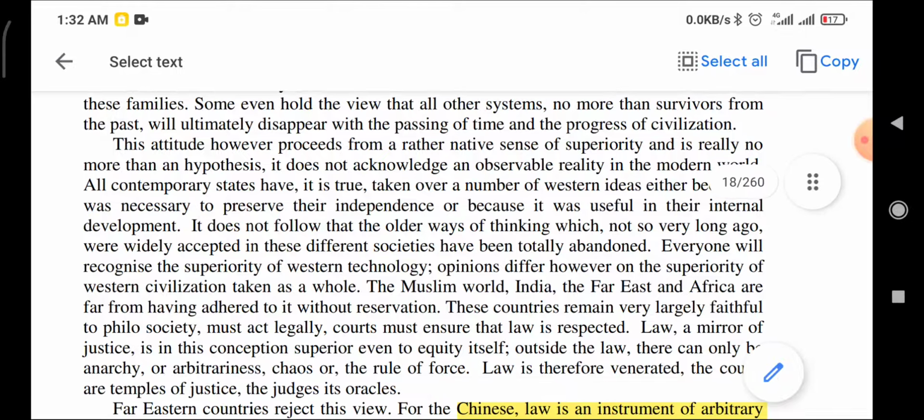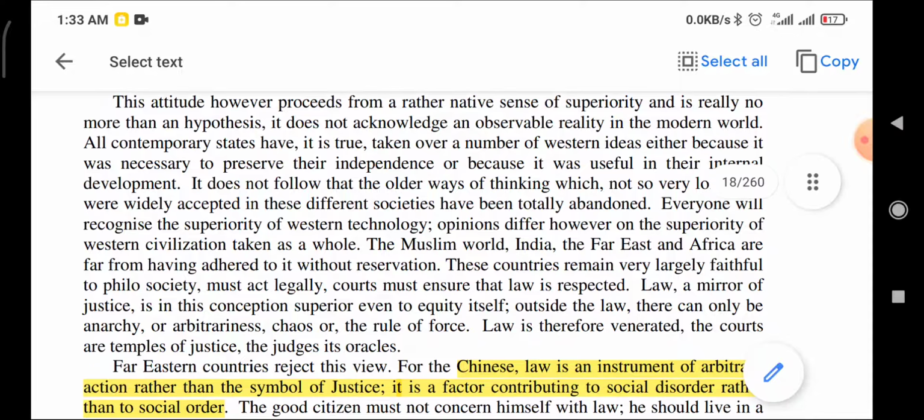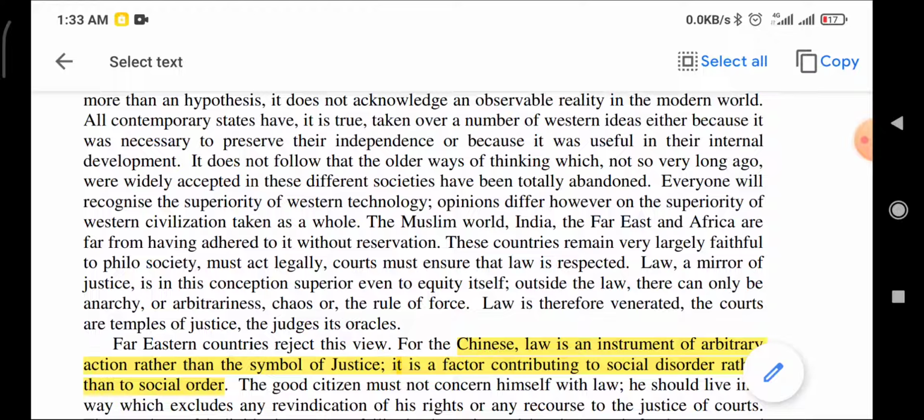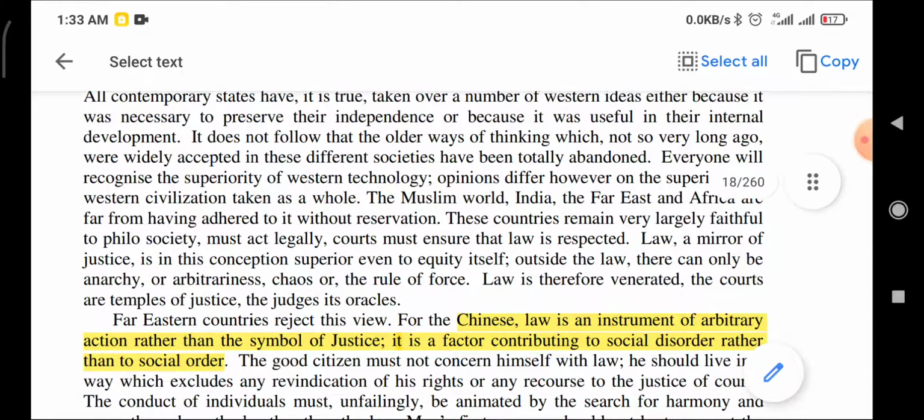Law is a mirror of justice, and is in this conception superior even to equity itself. Outside the law, there can only be anarchy and arbitrariness, chaos, or the rule of force. Law is therefore venerated. The courts are temples of justice and judges its oracles. Far Eastern countries reject this view.